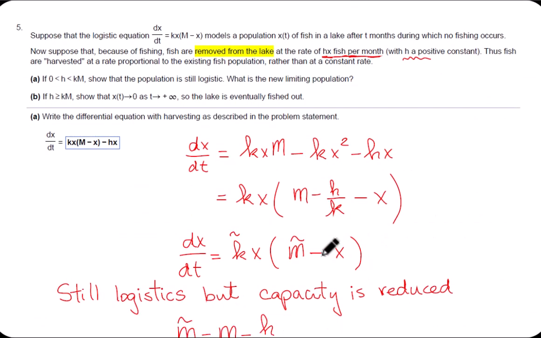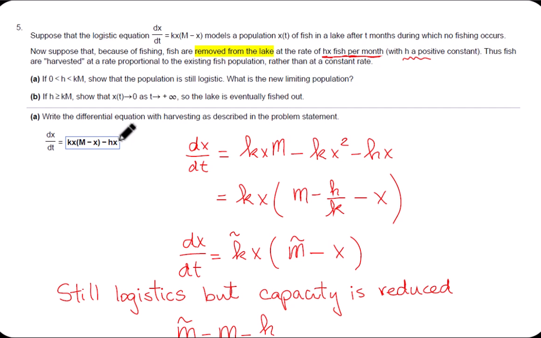All right, in question 5, we have a logistic model, a population model. Except in this case, we're going to change it up a little. Because of fishing in this lake, the fish are going to be removed from the lake at a particular rate. And that rate is hx, where h is a positive number. So we're going to take our normal population model and subtract off hx for our removal from the lake. So the fish are being harvested.